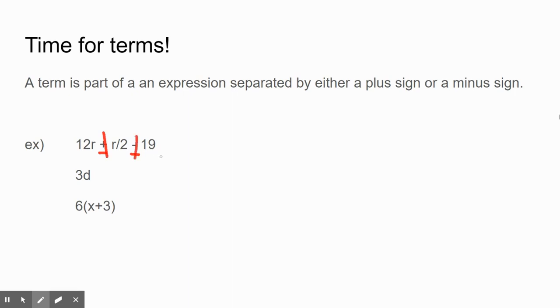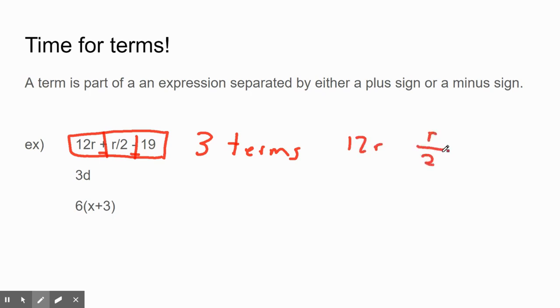If we kind of make this into like a box sort of thing, and draw a line through our plus and minus signs, you'll see that we have 3 sections. That means that we have 3 terms. In this first example, we have 12r, we have r over 2, and we have 19. You could probably call that negative 19 if you wanted to as well. Depends on how you want to think about it. In our second example, we have no plus or minus signs, which means we only have a single term. It is just 3d.